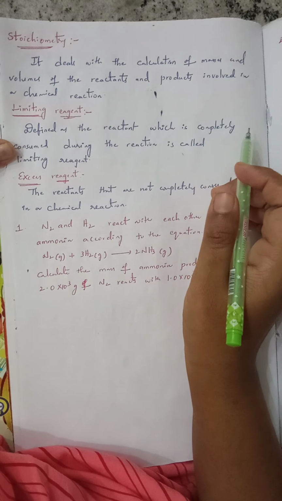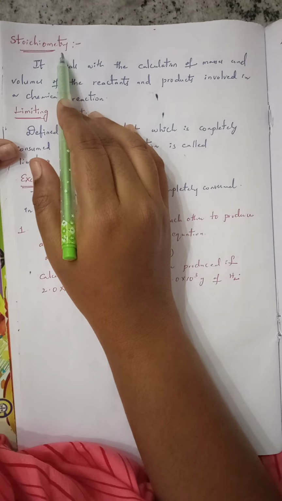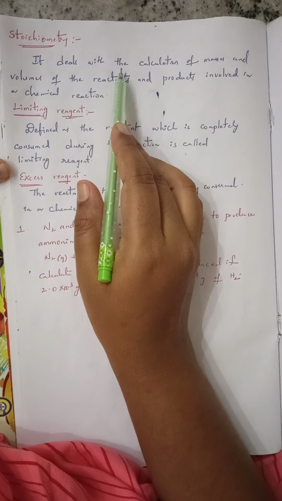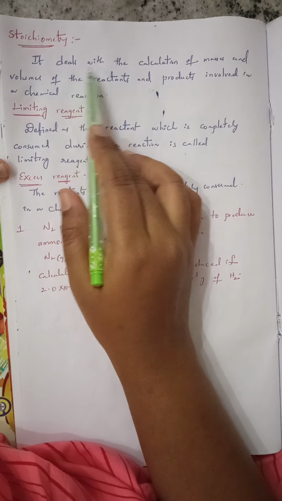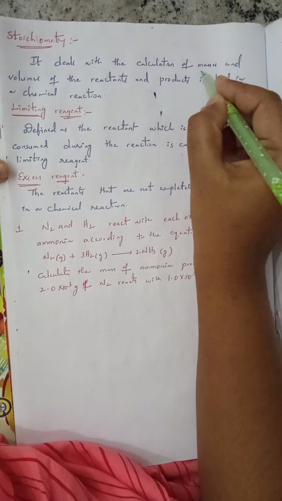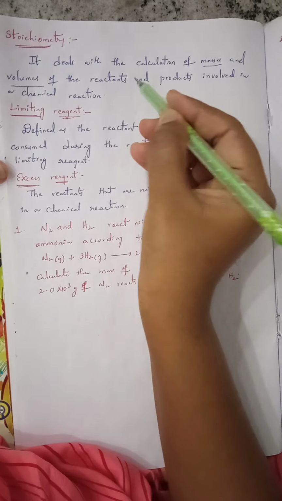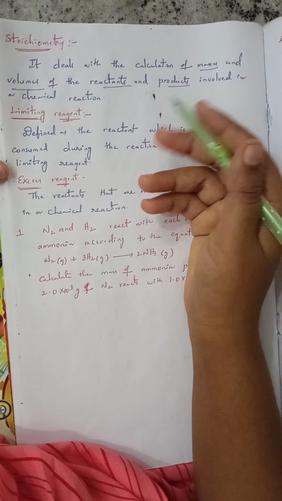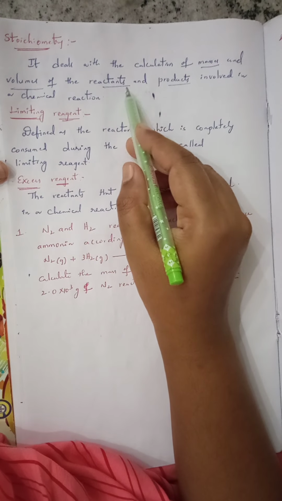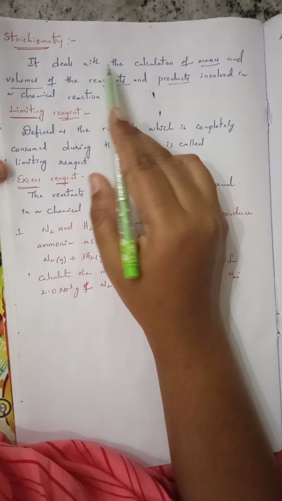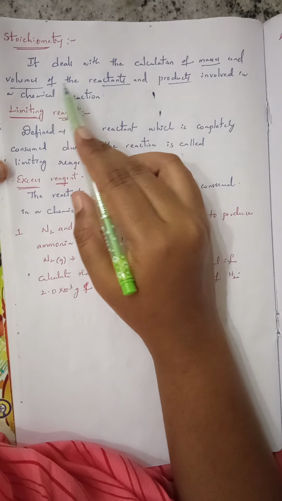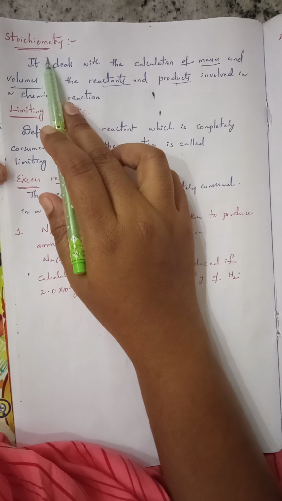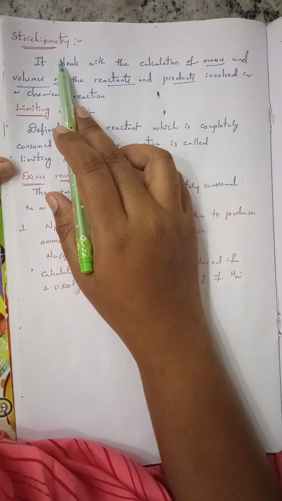The next concept in some basic concepts of chemistry is stoichiometry. First we want to know what is meant by stoichiometry. Stoichiometry is a branch of science which deals with the calculation of masses and volumes of the reactants and products involved in a chemical reaction. A chemical reaction involves reactants and products, and the calculations of their masses and volumes have to be explained by stoichiometry.